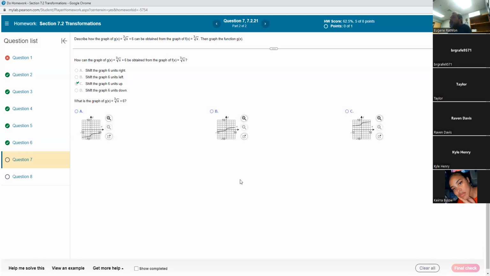So which one of those, A, B, C, looks like it went up 6 units? Oh, I'm seeing a lot of C's, so definitely C went up. B is the basic graph going through the middle, and I guess A looks like it went down. So y'all check that.